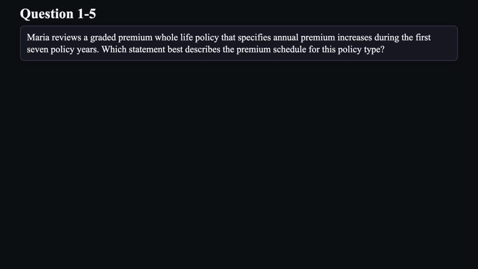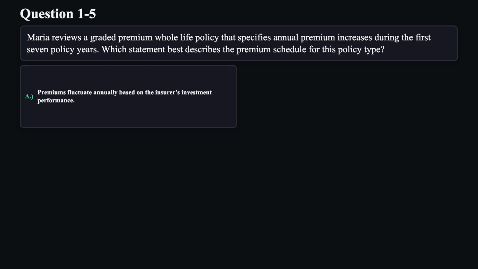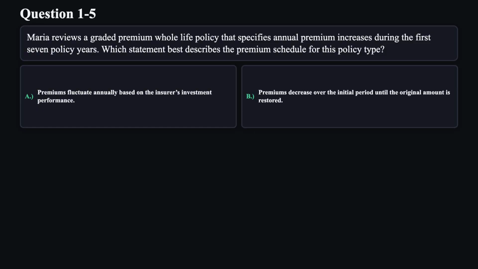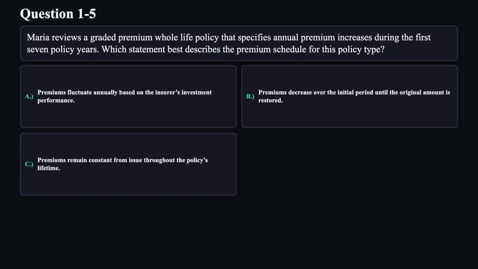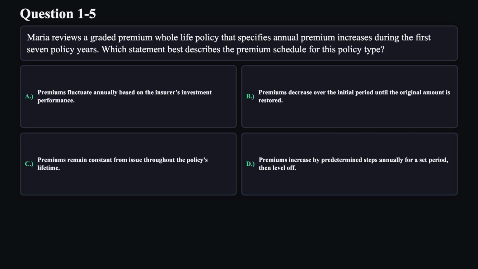Question 5. Maria reviews a graded premium whole life policy that specifies annual premium increases during the first 7 policy years. Which statement best describes the premium schedule for this policy type? A. Premiums fluctuate annually based on the insurer's investment performance. B. Premiums decrease over the initial period until the original amount is restored. C. Premiums remain constant from issue throughout the policy's lifetime. D. Premiums increase by predetermined steps annually for a set period, then level off.